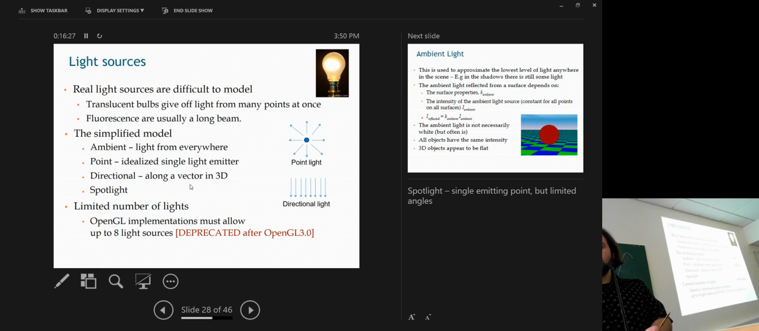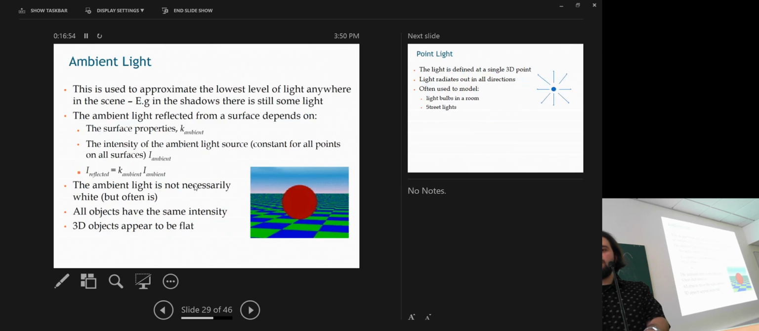We can have directional light, when the light is coming from just one direction, and we can have a spotlight, which is just a point light limited to some angle instead of emitting in all directions. And in earlier versions of OpenGL, there was a maximum of 8 light sources, but it's deprecated and we don't have that limit anymore.